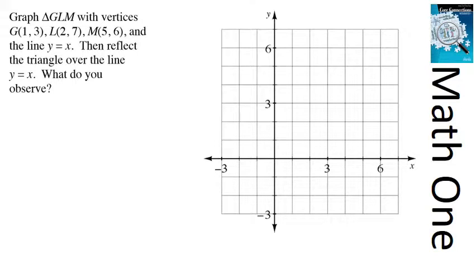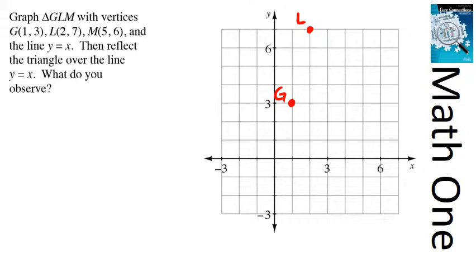So this is question 6 in chapter 3. It says graph triangle GLM, and they give us the following vertices for it. So G is apparently at x is 1, y is 3. So I'll put that point down and label it G. The next point I have is that L is at point 2, 7, which would be right here. And that's point L.